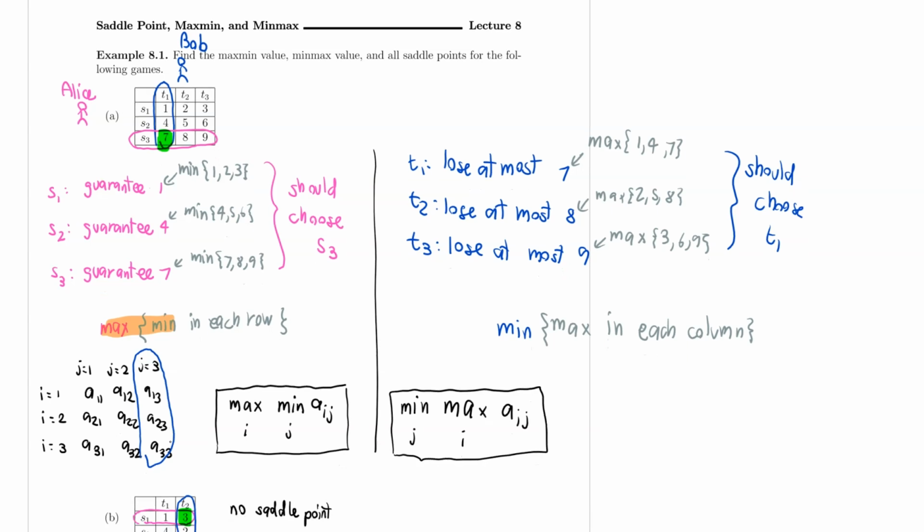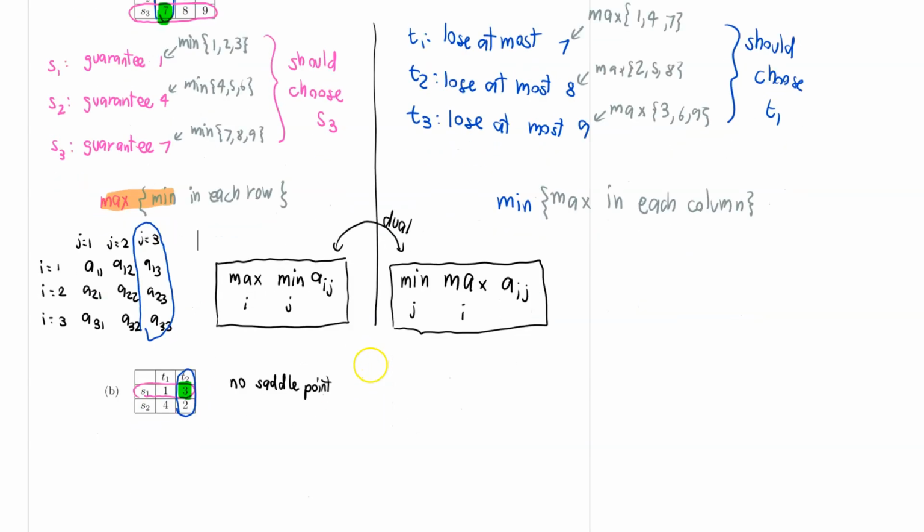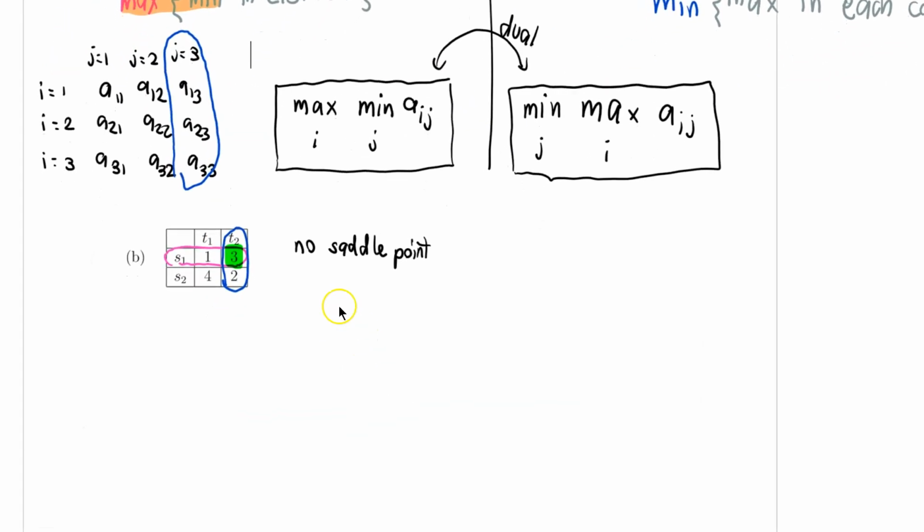And again, if you have taken OR before, you might have noticed that these two are basically the dual of each other. But if you haven't, that doesn't matter much. Now let's take a look at the last example here. From Alice's point of view, let's see what's going to happen.